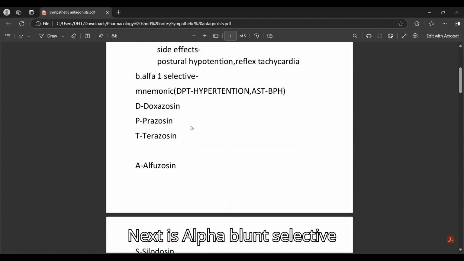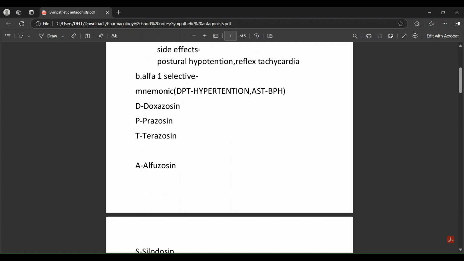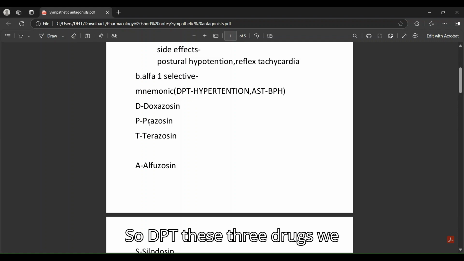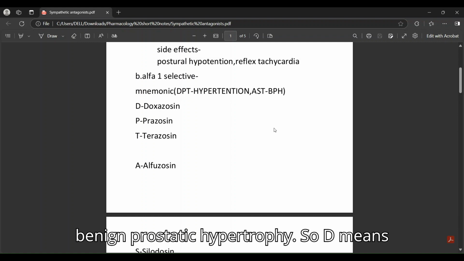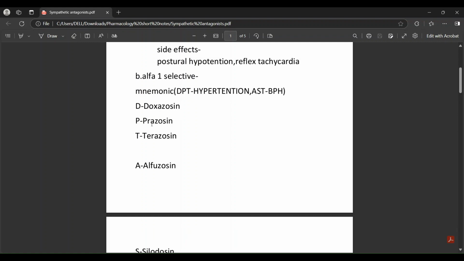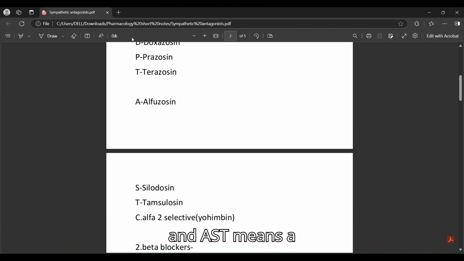Next is alpha 1 selective blockers. The mnemonic is DPT and AST. DPT, these three drugs we use for hypertension. AST we use for benign prostatic hypertrophy. So D means doxazosin, P prazosin, T terazosin, and AST means A alfuzosin, S silodosin, T tamsulosin.